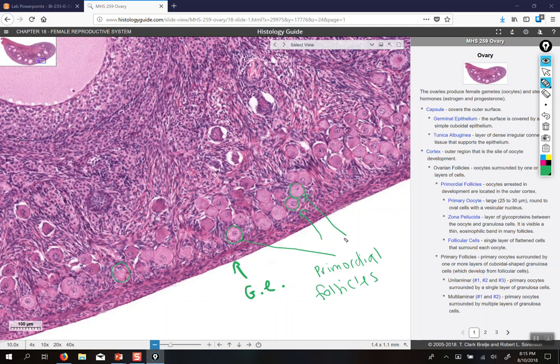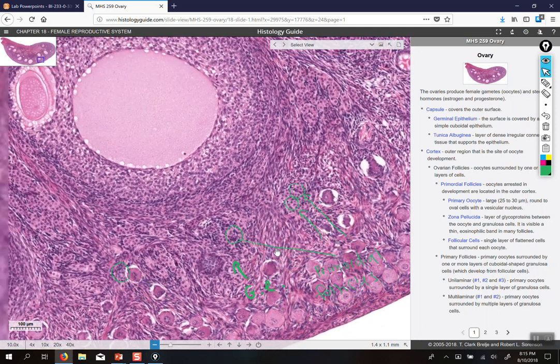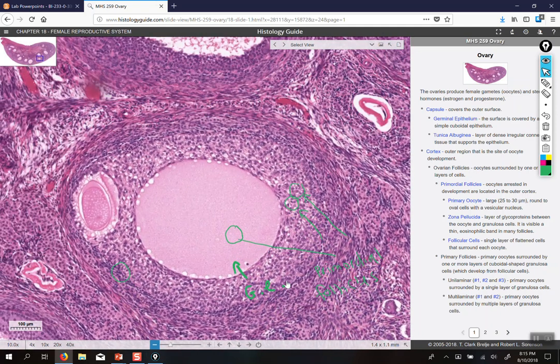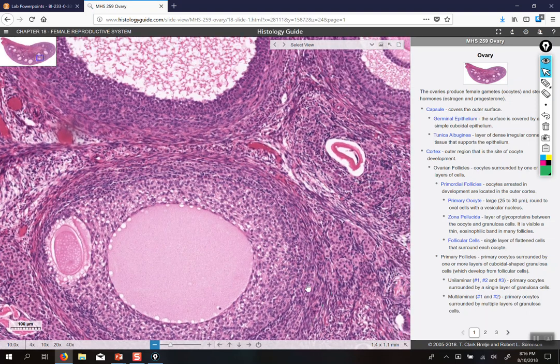Now let's navigate to somewhere with some more mature follicles, shall we? Oh, this is a good thing to point out. So sometimes, because each follicle is of course a sphere, the slice will not capture the oocyte. So although this particular follicle appears to be empty, it's actually not. It's just that the slice didn't happen to catch the oocyte.